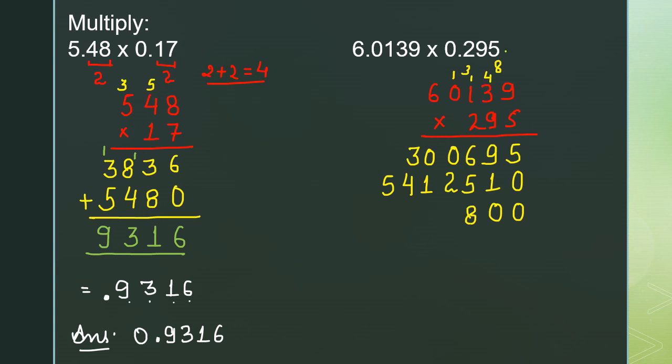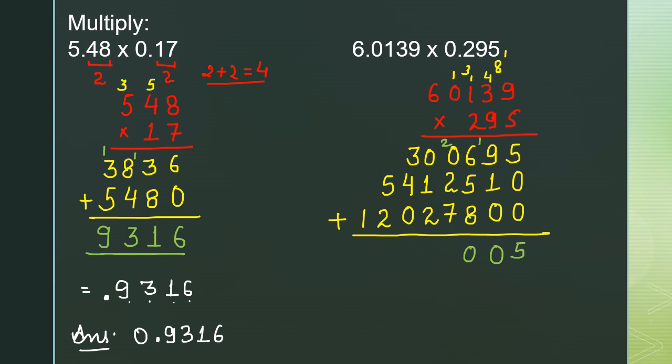2 nines are 18. 1 carry. 2 threes are 6 and 1, 7. 2 ones are 2. 2 into 0, 0. 2 6s are 12. Now add all these numbers. Sum will be 5, 10, 6 and 1, 7. 7 plus 5, 12 and 8, 20.